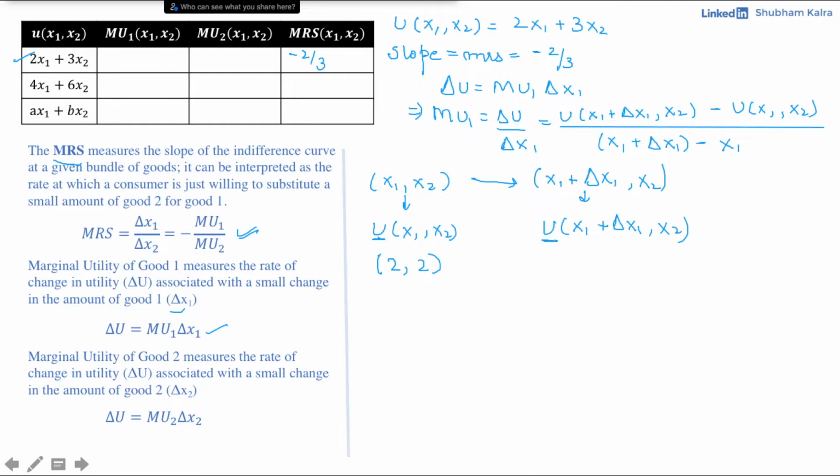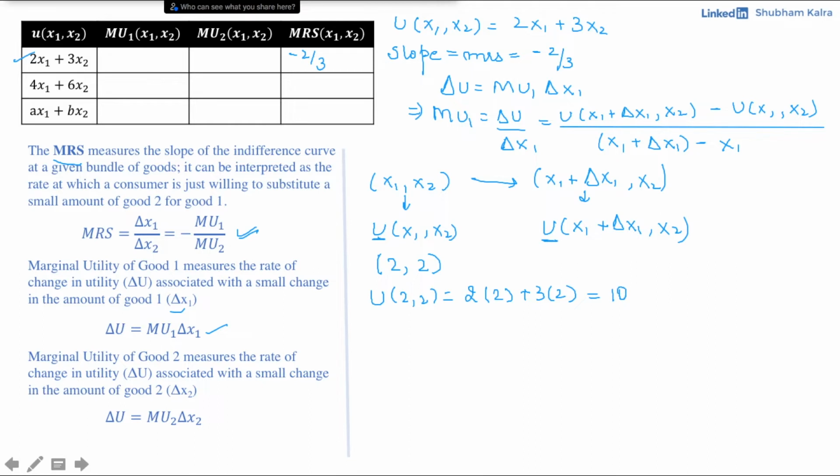him the utility of u of 2 comma 2, which would be 2 multiplied by 2 plus 3 multiplied by 2, as your utility function is 2x1 plus 3x2, and here our x1 is 2 and x2 is 2. So just substituting these values into this equation, we would be able to get the utility for this consumption bundle, which is nothing but 6 plus 4, which is equal to 10.